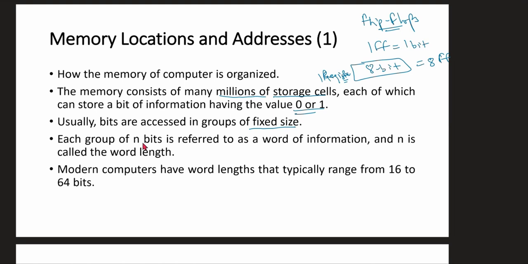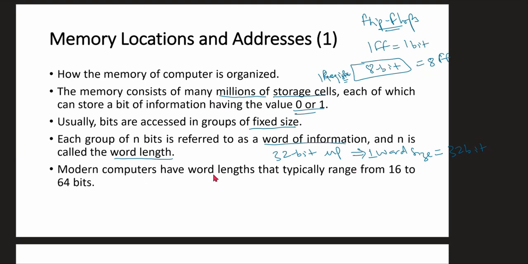Each group of n bits is referred to as a word of information, and n is called the word length. If a processor is a 32-bit processor, it will be accessing 32 bits at one time. So the word size will be 32 bits, and one word here will be 32 bits. So if n bits make a word and the word is 32 bits, then n is 32, and 32 bits will be the word length or word size.